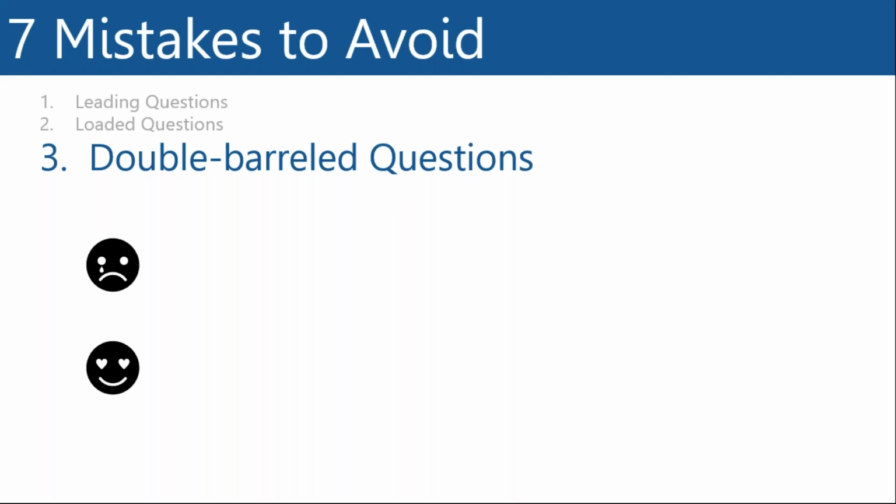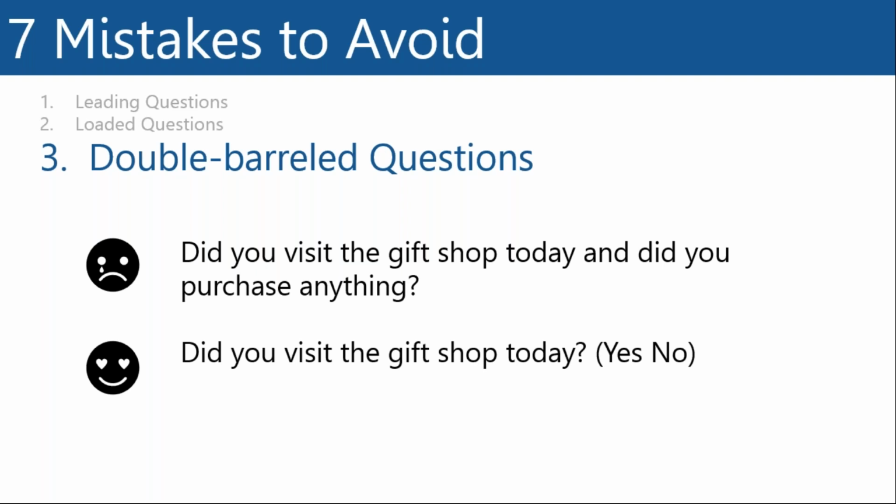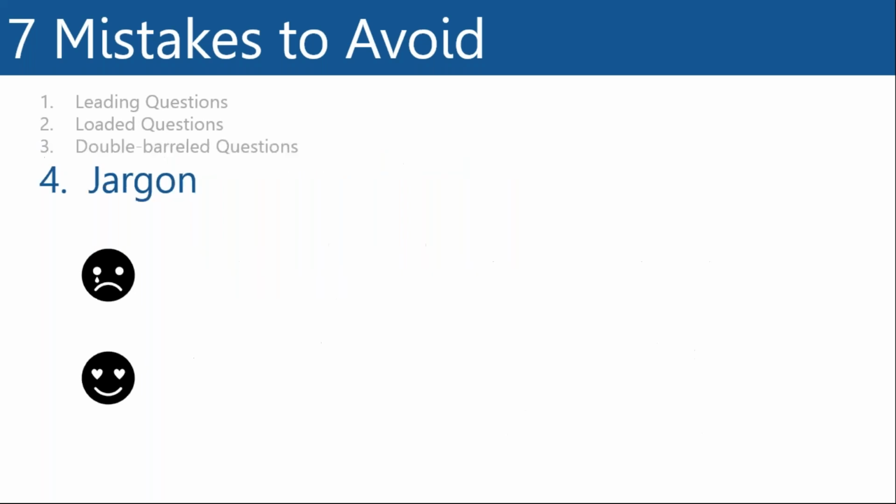Double-barreled questions are quite common, and that's where we ask two things in one question. Did you visit the gift shop today, and did you purchase anything? People are going to answer yes or no, and you don't know what they're saying yes to. So you want to break this down. Did you visit the gift shop today? Yes or no? If yes, did you purchase anything? Now you're getting the answer to your question.